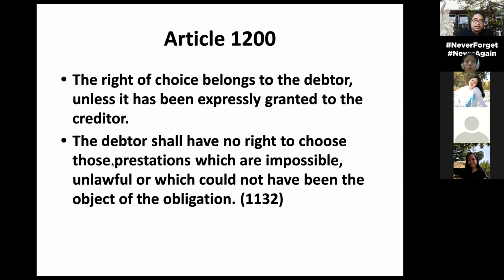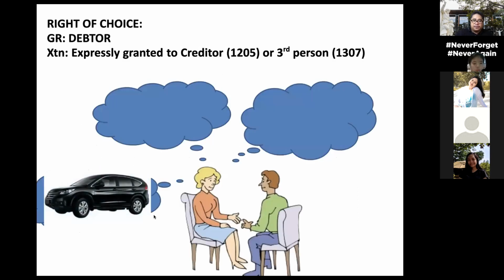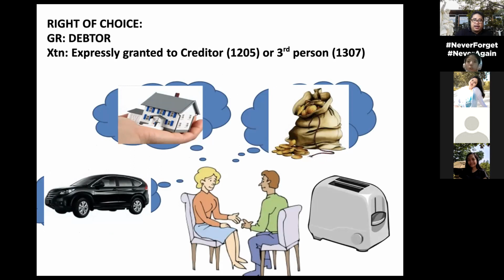So here, the debtor shall have no right to choose those prestations which are impossible, unlawful, or which could not have been the object of the obligation. Say, for instance, in the terms that they agreed upon, it's a car, a house, or the money. The debtor cannot choose the delivery of items that were not actually mentioned to be given. This is the example. The car, the house, the money. And expressly stating, the debtor cannot choose even if it is gold, silver, pure, or a very expensive present toaster.